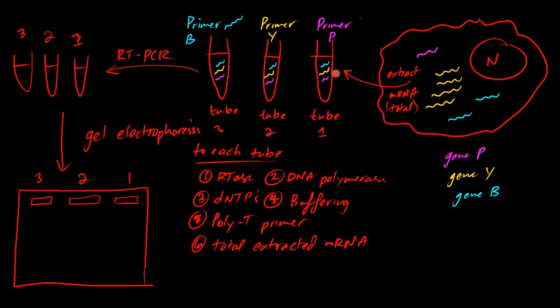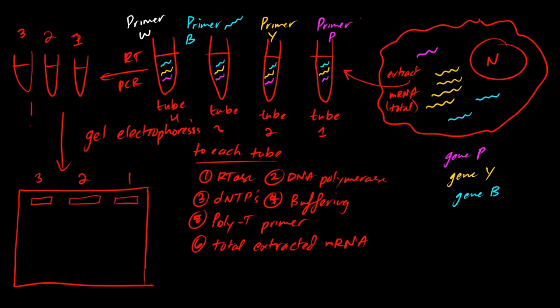Okay. Let me add a tube here, a 4th tube. So tube 4 also will contain this mRNA, this mRNA, and this mRNA. But here I'm using a primer called primer double. Okay. And again, we have RT-PCR. We have 4 tubes. And on the gel, we have 4 different lanes to detect the presence of mRNA in the 4 tubes.